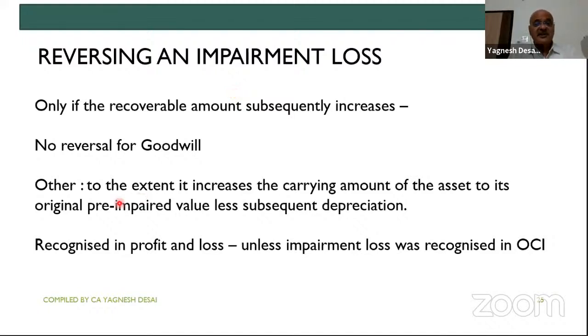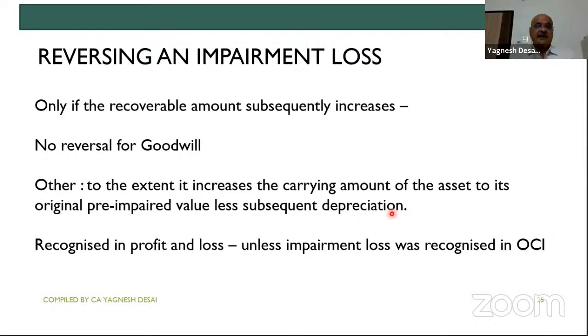Others, to the extent it increases the carrying amount of the asset to its original pre-impaired value less subsequent depreciation. Sir, this seems very complicated. Then I have heard the sound of your unspoken words, and I have prepared one example for you. I'm going to share this example with you. Now let's read it very carefully: to the extent it increases the carrying amount of the asset to its original pre-impaired value less subsequent depreciation.